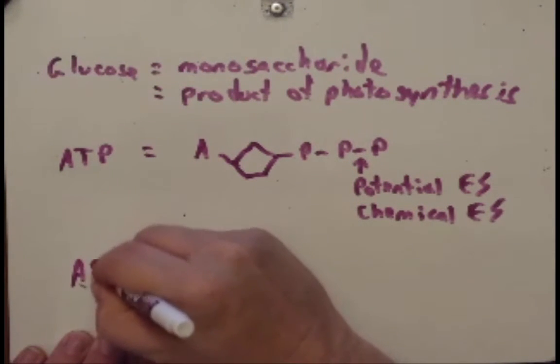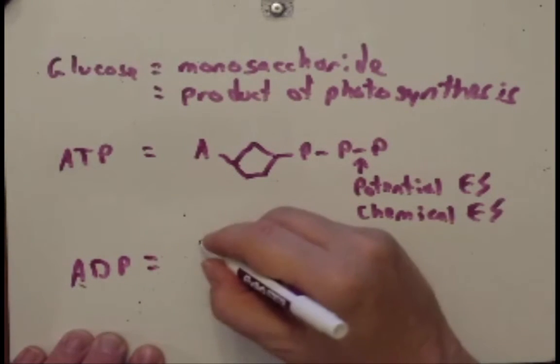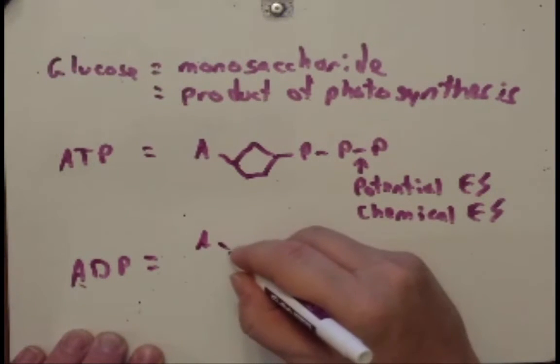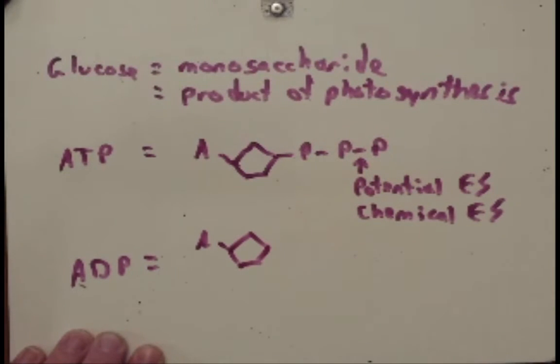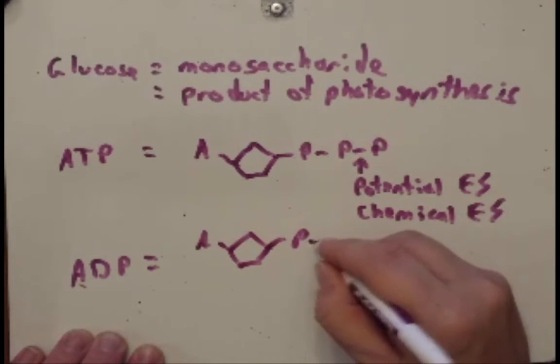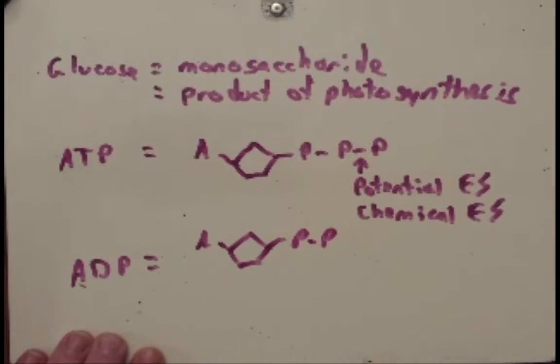ADP is going to look very similar. You're going to have your adenine, your sugar, and 2 phosphates. Not having this 3rd phosphate here, there's a lot less potential energy in an ADP molecule. So it is not used as an energy source in the cell where ATP is.